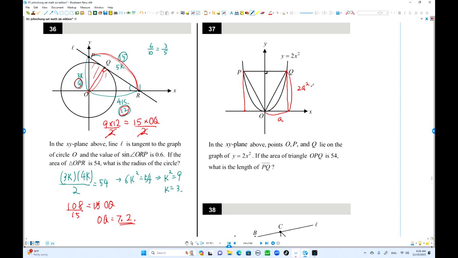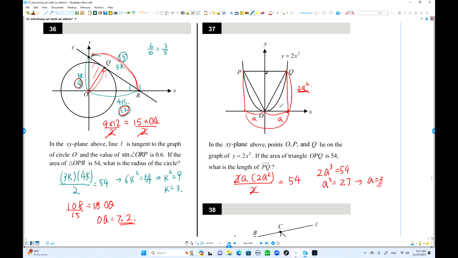Because we need to find a point, okay? The other side is also a, so the total is 2a. So the area of this one is 2a times the height, which is another 2a squared, divided by 2, that is the triangle, okay? That equals 54. So the 2 is cancelled out. 2a cubed is 54. Dividing by 2, a cubed is 27. From here, a is 3, isn't it?